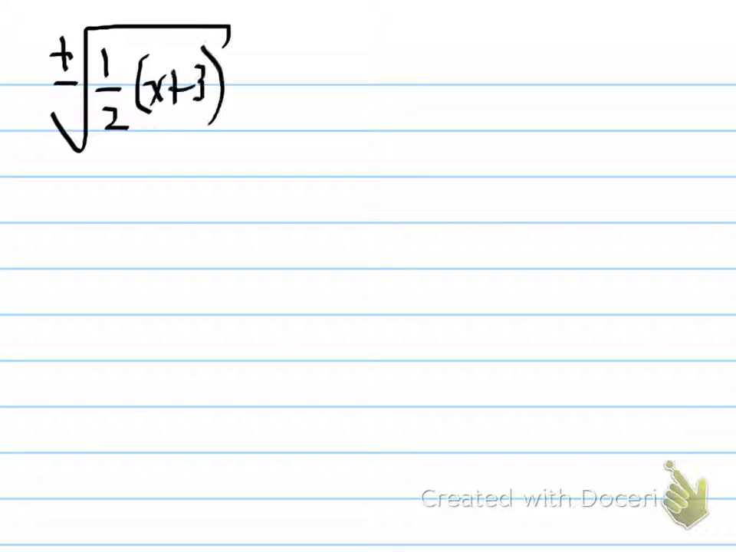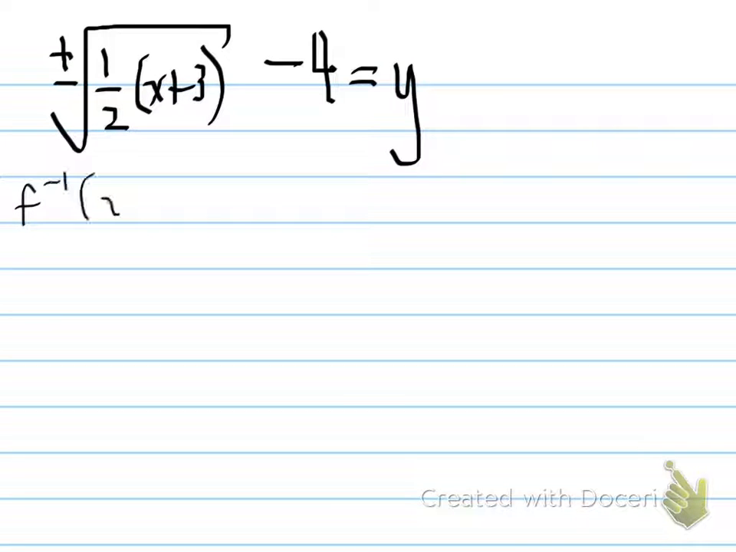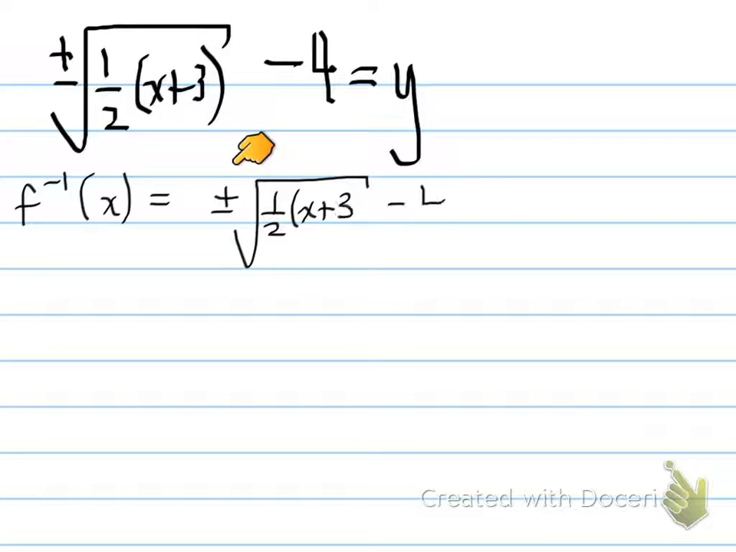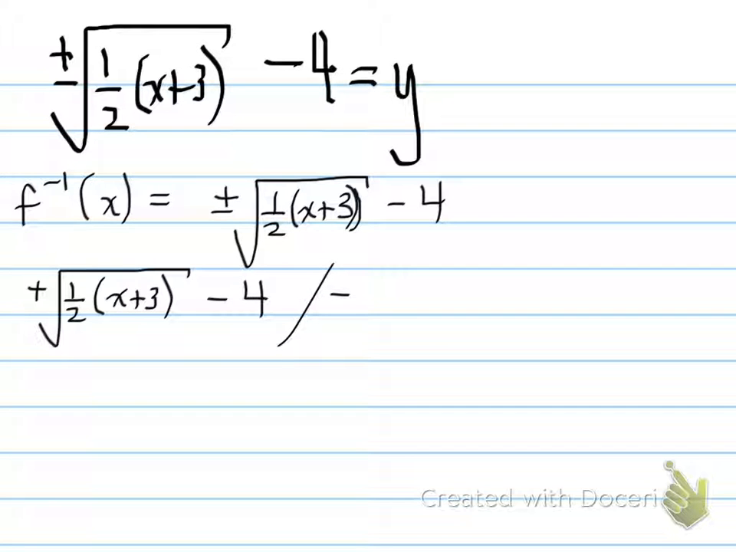So let's look at the example here. We have plus or minus the root of 1/2 of (x plus 3), minus 4, is equal to y. That means f inverse is equal to plus or minus the root of 1/2 of (x plus 3), minus 4. And we rewrite it again. Remember that it's plus or minus. So it could be the plus version of the root of 1/2 of (x plus 3), minus 4, or the minus version of the root of 1/2 of (x plus 3), minus 4.